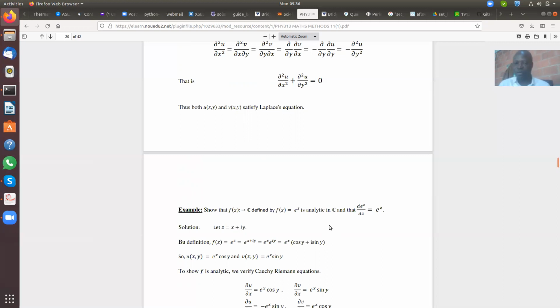Next week we will be looking at complex integrals. Please look at your notes and go through them before the next class, because we are very close to the end of the lectures, and by now you should be getting set to write your exams.